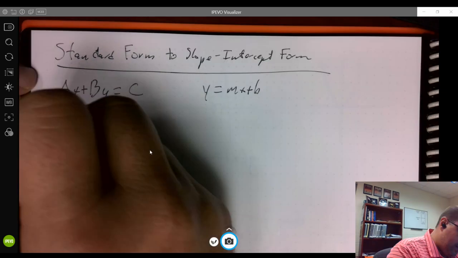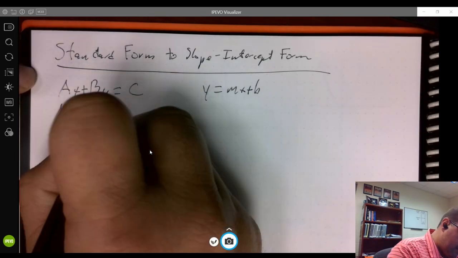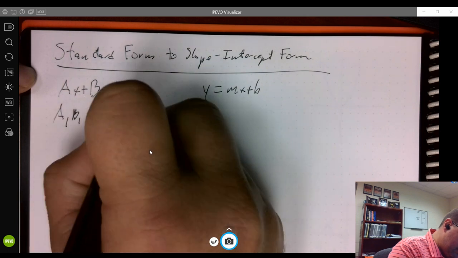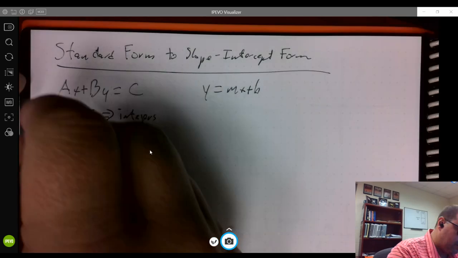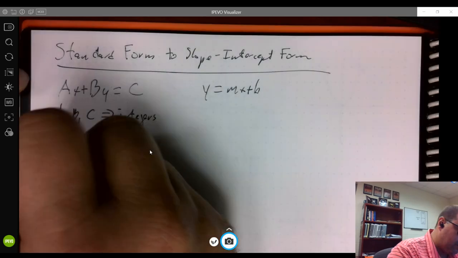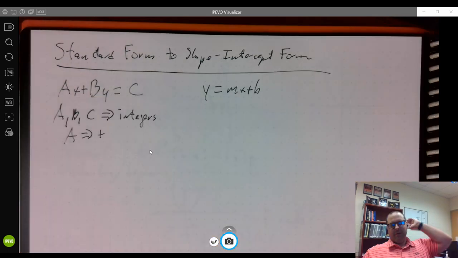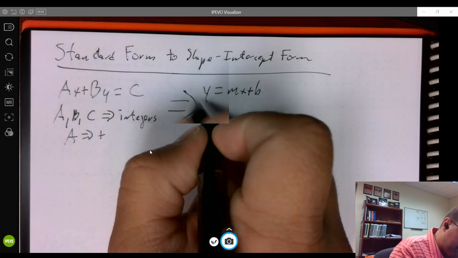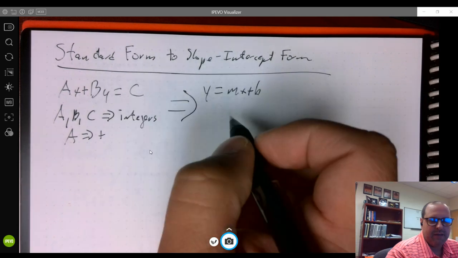Now, a, b, and c are all integers, meaning positive and negative whole numbers, but we usually also say a is a positive integer. It's always going to be a positive number. We're going to start with that form and put it into slope-intercept form. You can go both ways, but we're just going from standard to slope-intercept right now.